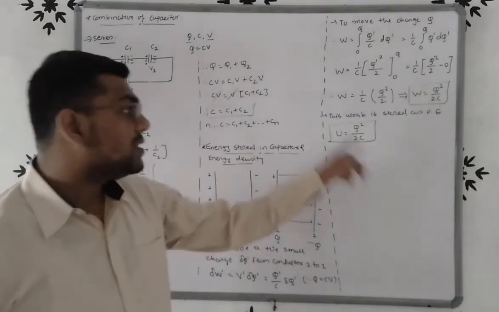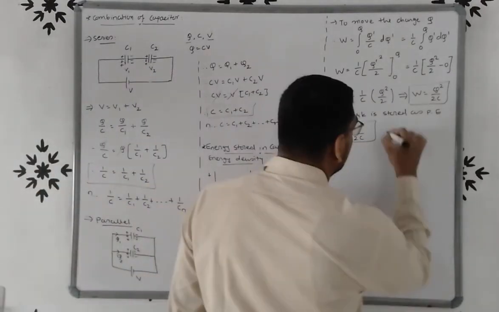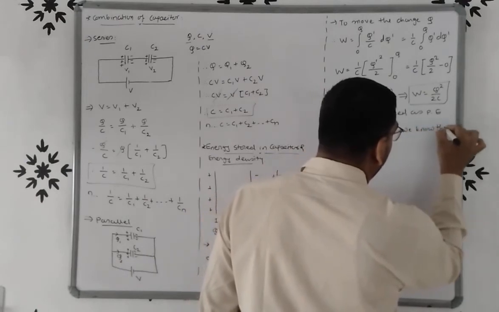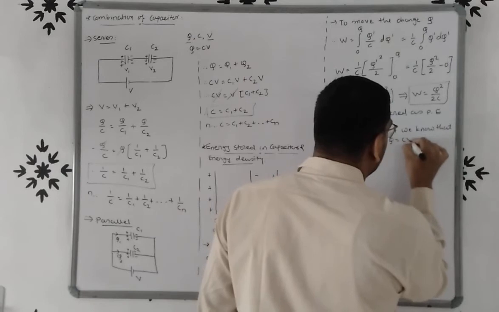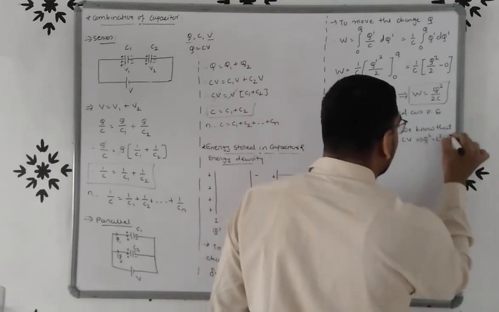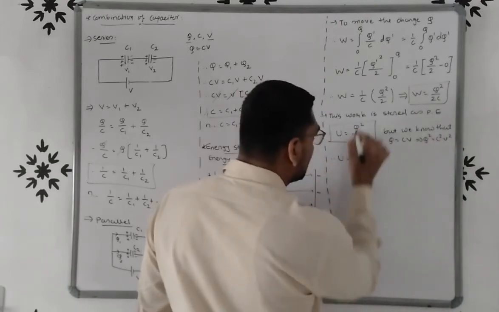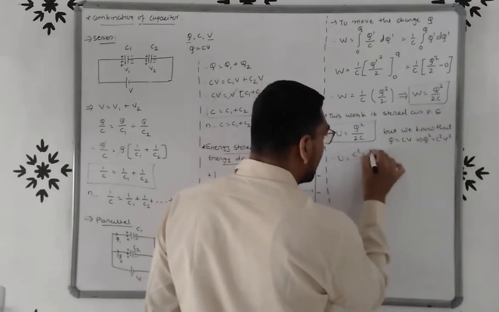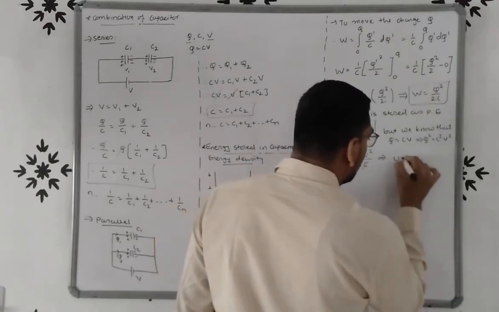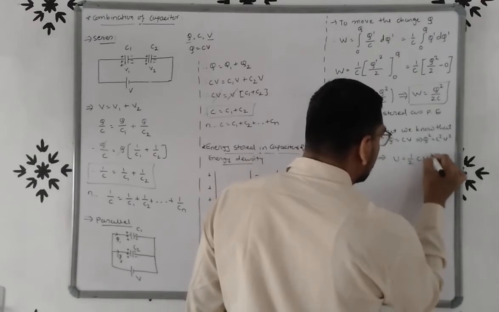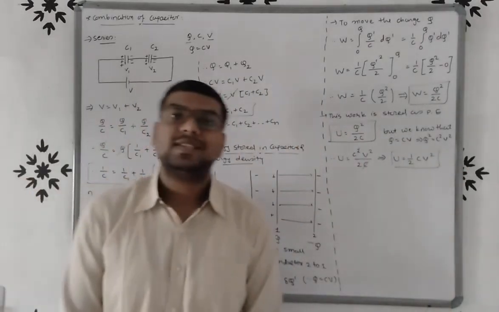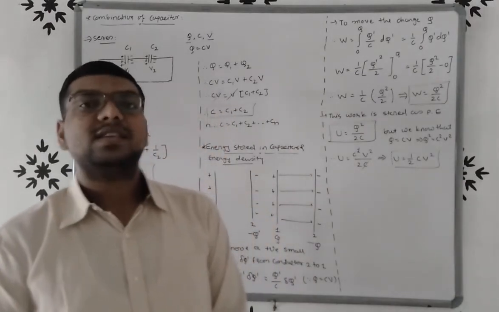Now we know that Q is equal to CV. So Q square is equal to C square V square, right? So U is equal to, instead of Q square, C square V square upon 2C. So here one C cancels. So we get U is equal to 1 by 2 CV square. So another formula of energy stored in a capacitor is 1 by 2 CV square.